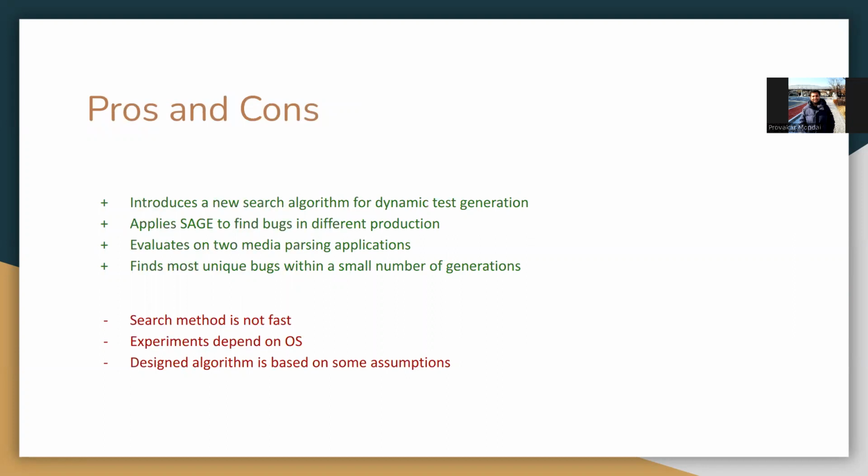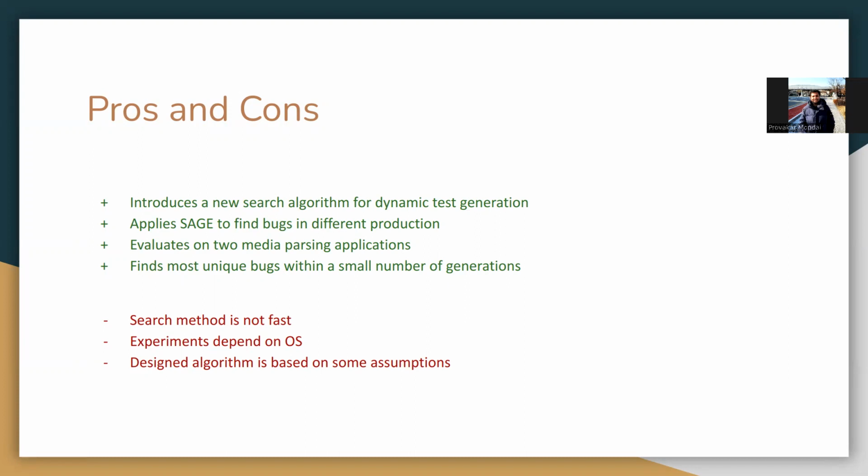Now I'll talk about what the contribution of the paper is and what limitations I didn't like about this paper. This paper introduced a new search algorithm for dynamic test generation. The authors applied it to find bugs in different applications. They evaluated on two media parsing applications and found some unique bugs within a small number of generations. With existing fuzz testing, developers are required to run the fuzz test many times to find the bugs, but with the proposed approach, it became possible to find bugs with a small number of iterations.